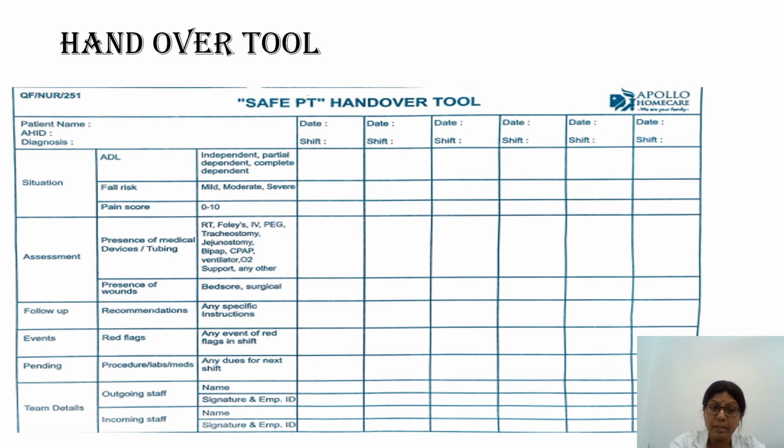And pending: any procedures or medications or anything pending for the next shift has to be informed to the next duty nurses. And team details: who is the outgoing staff and who is the incoming staff, with employee ID and proper signature. They have to do the handover every day. They cannot do the handover vaguely, with just the patient name and such. They have to use this tool, and based on this tool, they have to follow the handover.